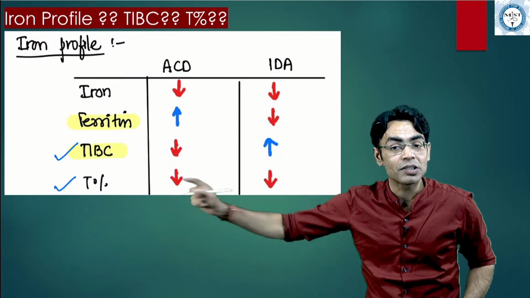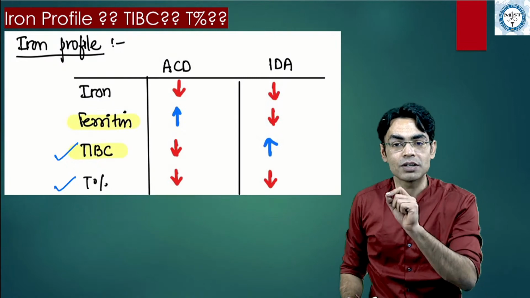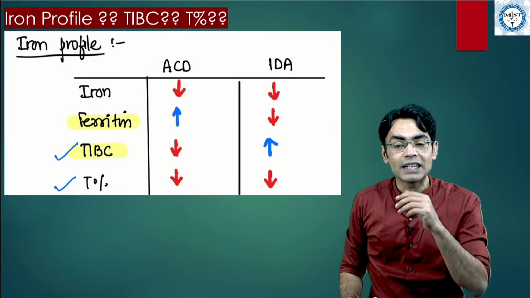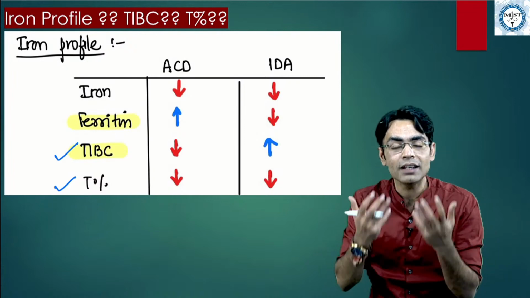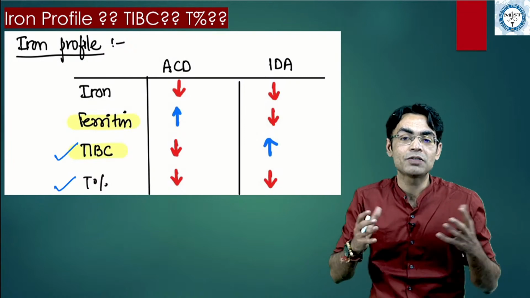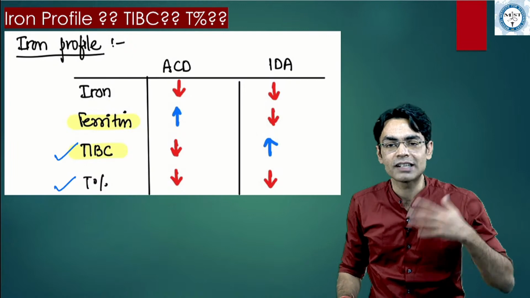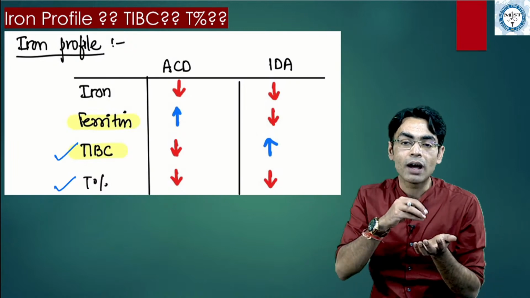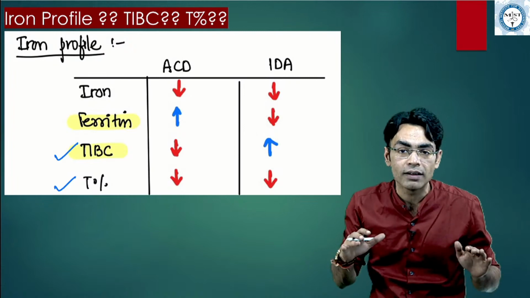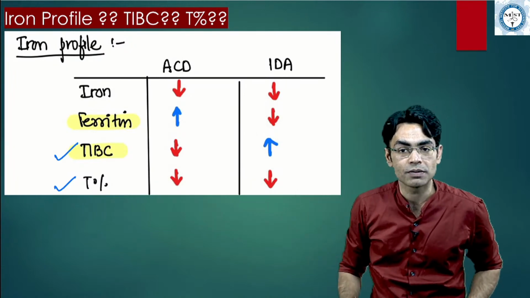And T percentage, this is transferrin saturation. That means that a transferrin molecule is bound to how many iron. Like for example, a transferrin molecule, let's say, has got 6 sites. So out of those 6 sites on a transferrin molecule, how many sites are already filled? That is your transferrin saturation.